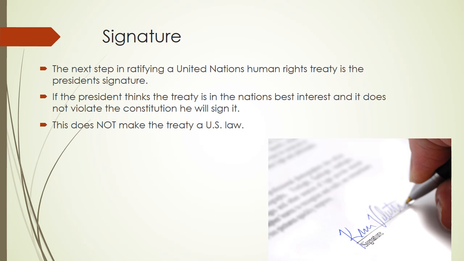The next step in ratifying a United Nations human rights treaty is the President's signature. If the President thinks the treaty is a good idea and is in the nation's best interest and it does not violate the Constitution, he will sign it. Now, this does not make the treaty a U.S. law. There is a couple more steps the treaty has to go through to become a law.